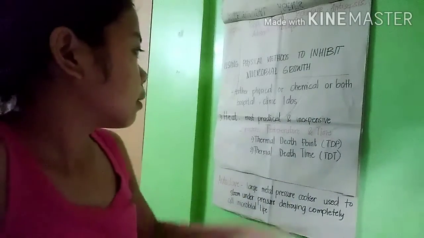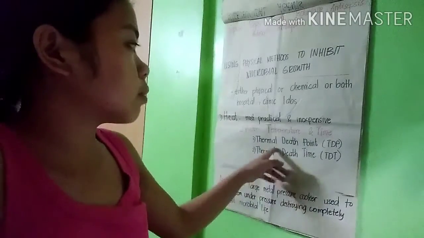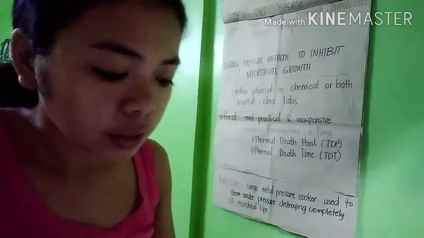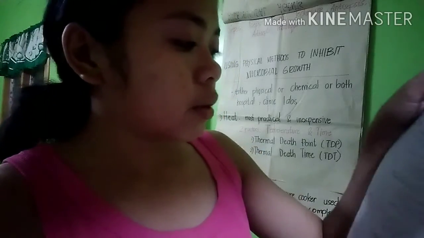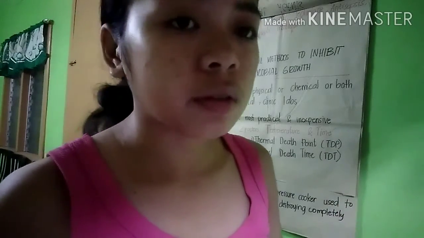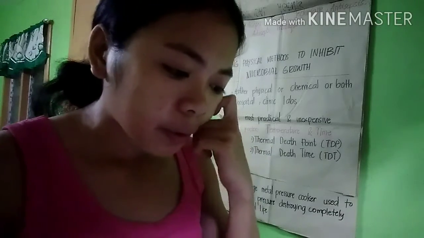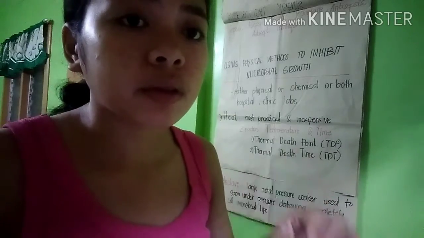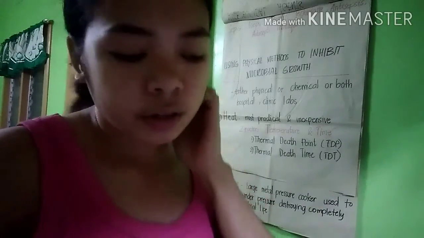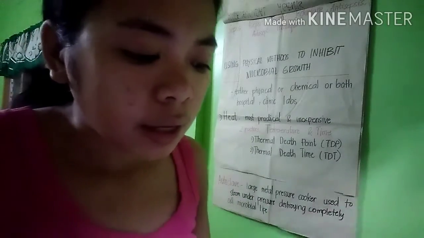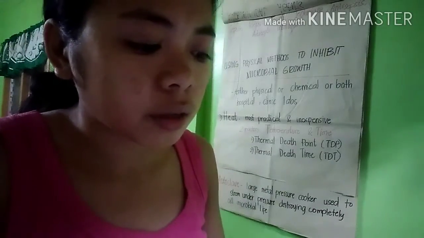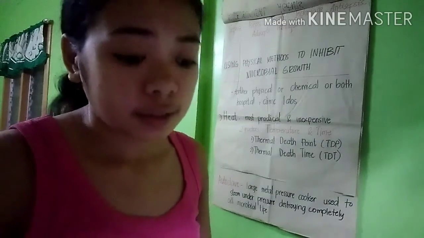Usually it involves two factors, temperature and time: the thermal death point and the thermal death time. The thermal death point is, for any particular species of microorganism, the lowest temperature that will kill all organisms in a standard pure culture within a specific period. The thermal death time is the length of time necessary to sterilize a pure culture at a specific temperature.